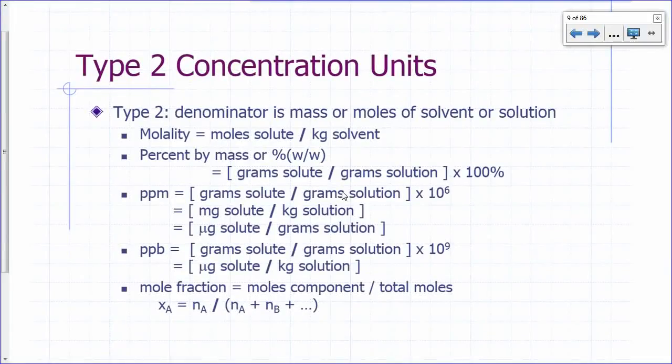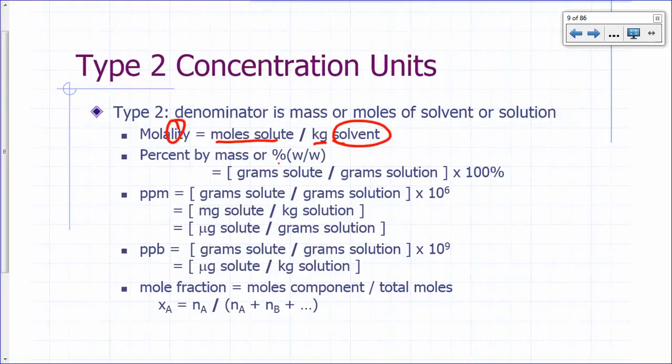Let's take a look at type 2 concentration. In type 2 concentrations, like I said, all of your quantities used to express the concentration are either mass or moles. So these are independent of temperature. So molality, note the difference there in the spelling. Molality, that with the L, whereas the earlier one we talked about was molarity, is defined as moles of solute per kilogram of solvent. Okay, not solution, but solvent.